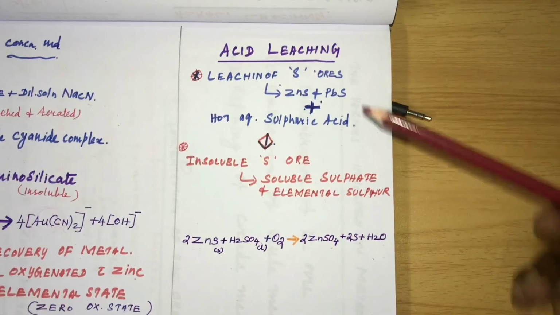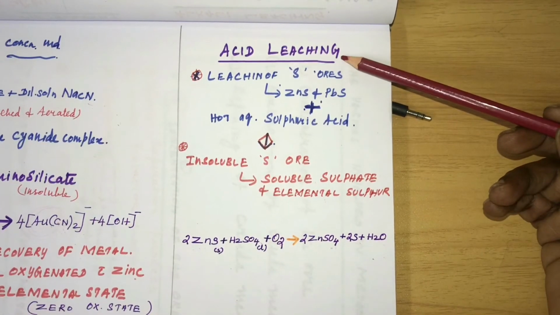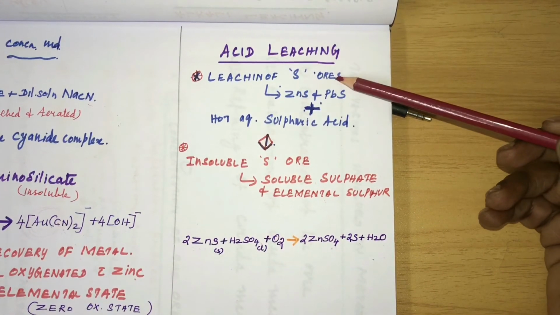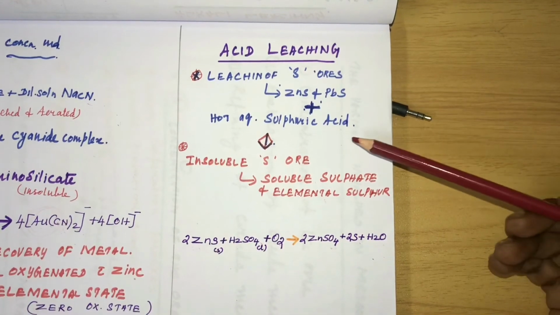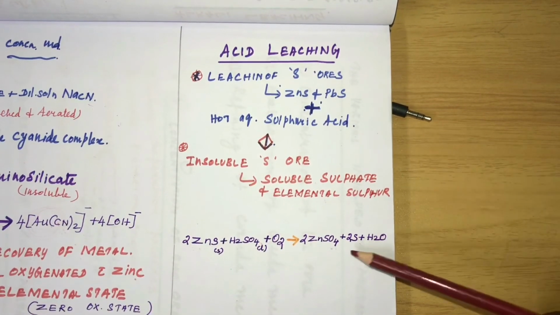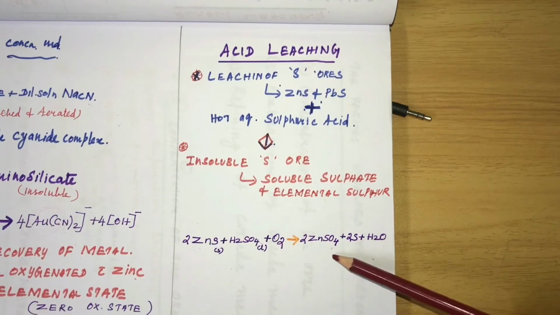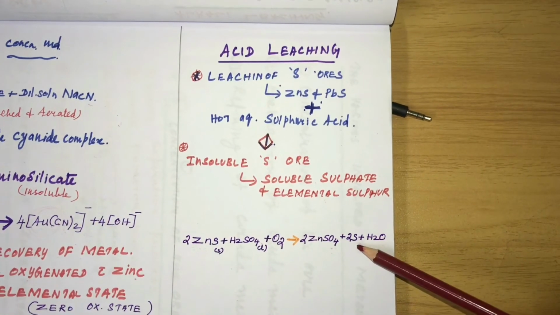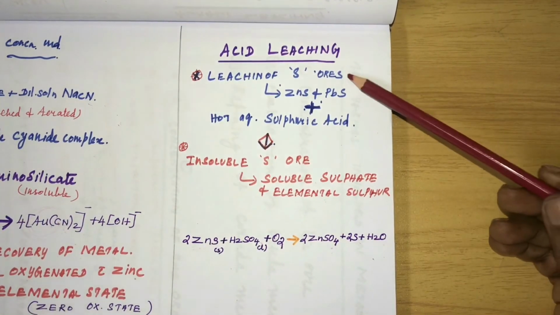So this is called acid leaching, where the insoluble sulfide salt reacts with hot aqueous sulfuric acid and is converted into soluble sulfate and elemental sulfur. This is called the acid leaching process.